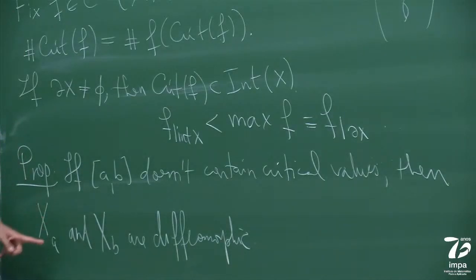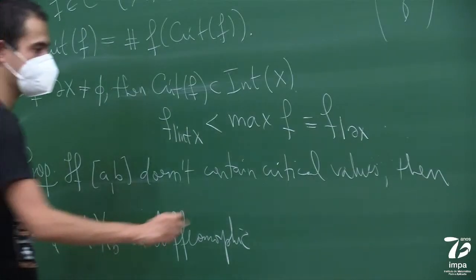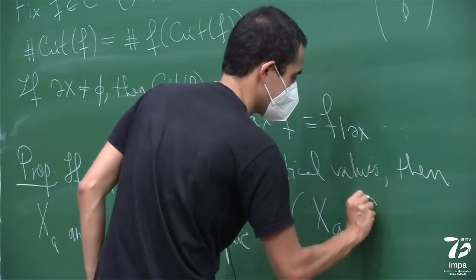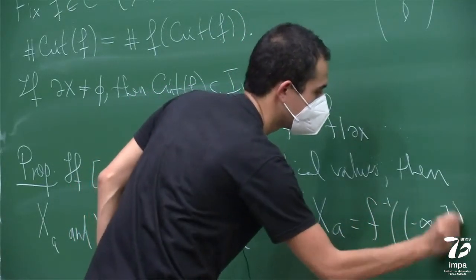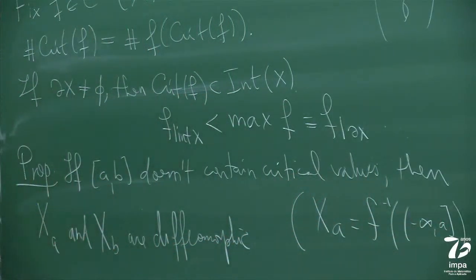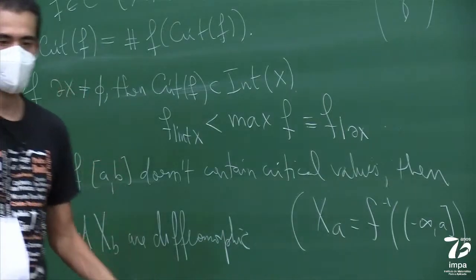Where remember, the manifold X_A is the set of everything that's below A. So recall that X_A is the pre-image of minus infinity to A, and the same thing for X_B. Okay? So this manifold that's everything below A has the same diffeomorphism type as everything below B if you don't have critical values. So we proved this using a gradient-like vector field.